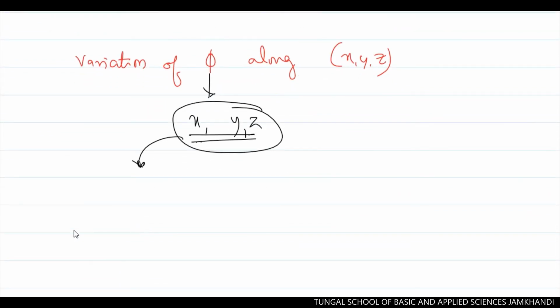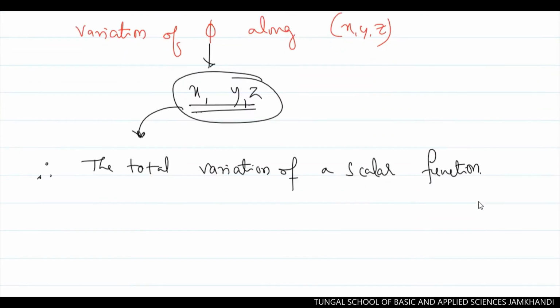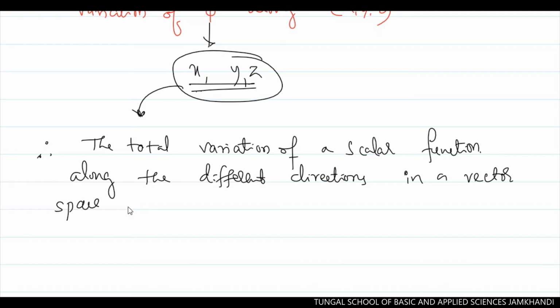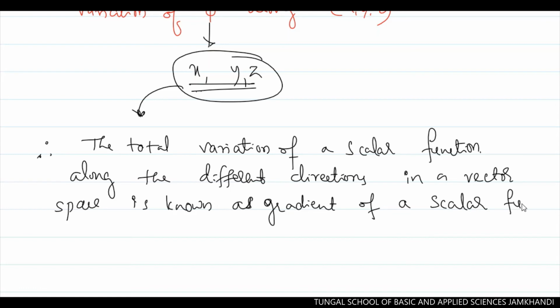Therefore, the total variation of a scalar function along the different directions in a vector space is known as the gradient of a scalar function.